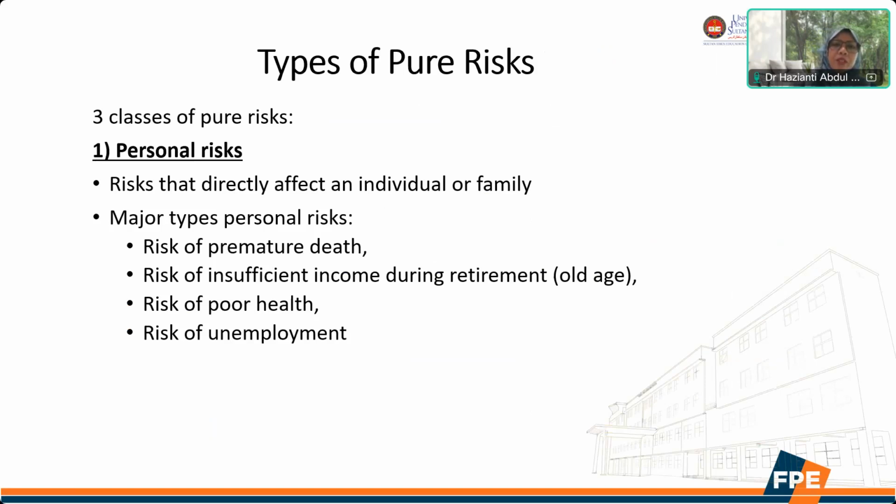We can also say that premature death relates to a death that occurs when you still have financial liabilities. It can also be risk of insufficient income during retirement. The cost of living now is very high, and people want to increase their retirement age because of the insufficient income. I'm scared of that risk. Risk of poor health is also a risk, as well as the risk of unemployment. So this is a personal risk, where the possibility is loss or no loss.